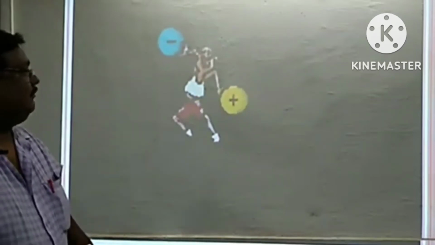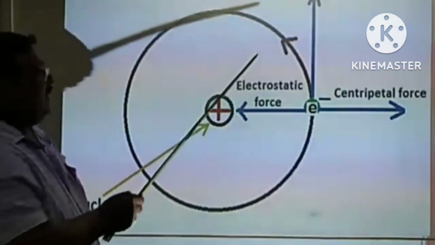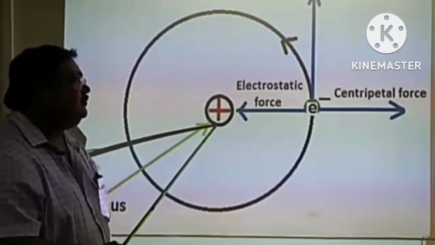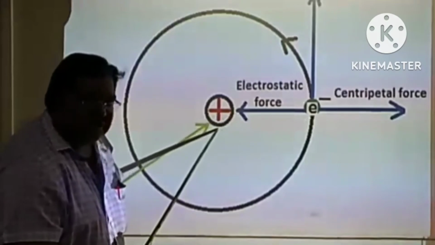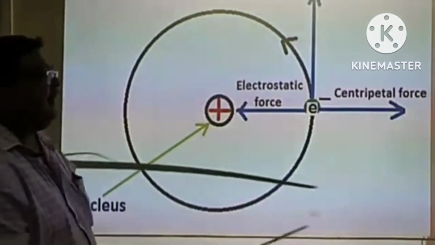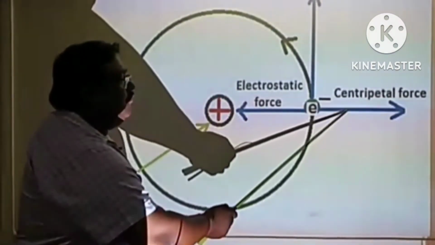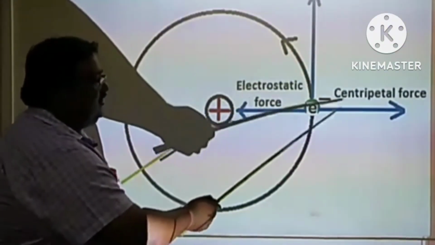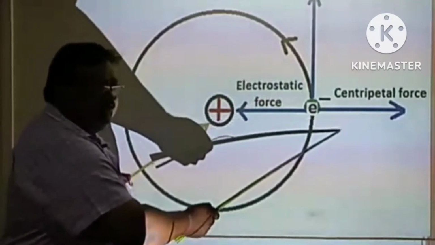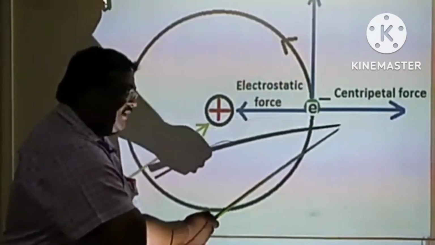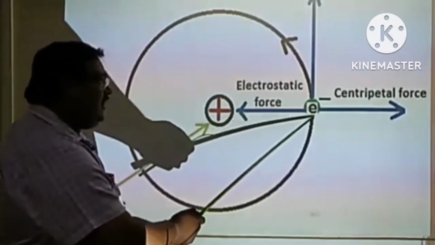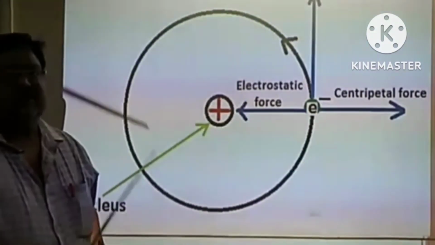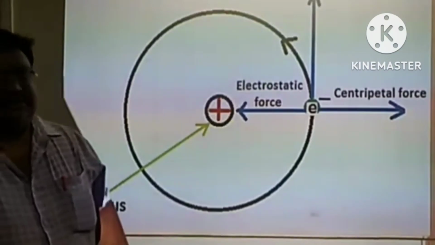According to Rutherford, the electrostatic force of attraction which exists between the nucleus and the electron, which are oppositely charged, is balanced by the centripetal force due to the revolution of the electron. These two forces are equal in magnitude and opposite in direction, so they cancel each other and the electrons continuously revolve around the nucleus.